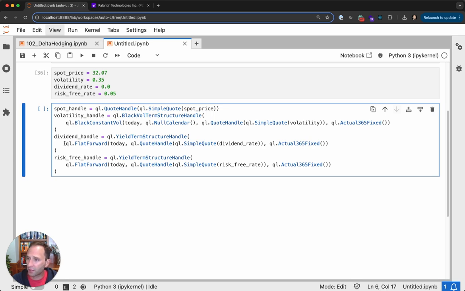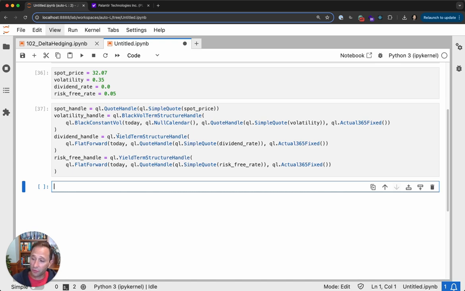And what this does is it uses the flat forward. So instead of having any sort of term structure on the dividend, it's just assuming a constant dividend rate over the life of the option, and the exact same concept here with the risk-free rate. Okay, so these are the so-called handles or the objects that QuantLib needs to actually price the option.